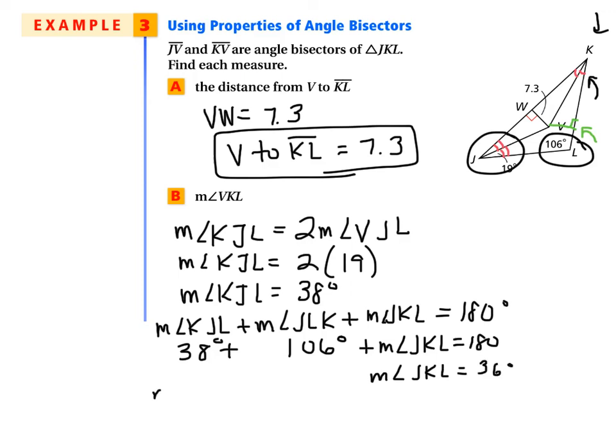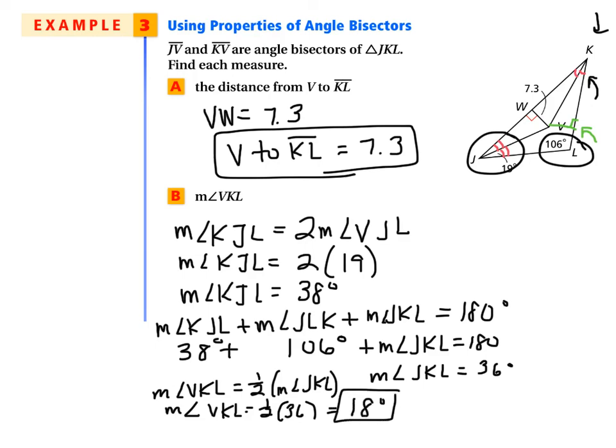Then we could say the measure of angle VKL is going to be half the measure of angle JKL. Why is that? Because of the definition of angle bisector. So the last step: the measure of angle VKL is half of 36, which is going to give us 18 degrees.